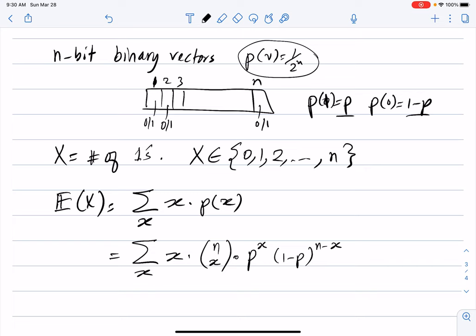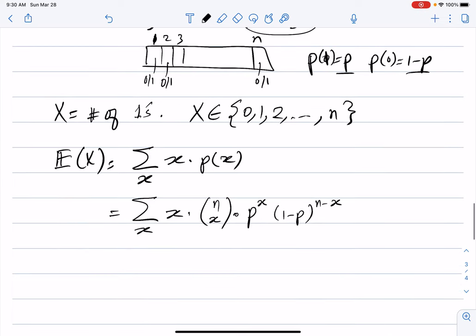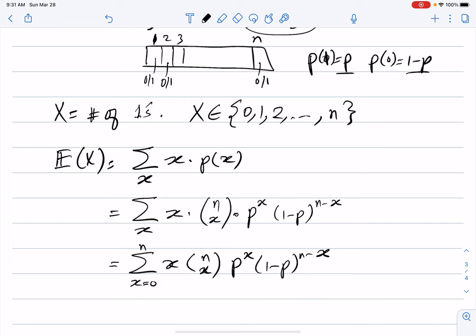Now we ask, what is this sum here? Of course, this is n choose x times p to the x times 1 minus p to the n minus x. We have the binomial theorem for this, but how do I evaluate this? Remember that x here is 0, 1, 2, all the way to n. So if I write it out, this is the sum from x equals 0 to n of x, n choose x, p to the x, 1 minus p to the n minus x.